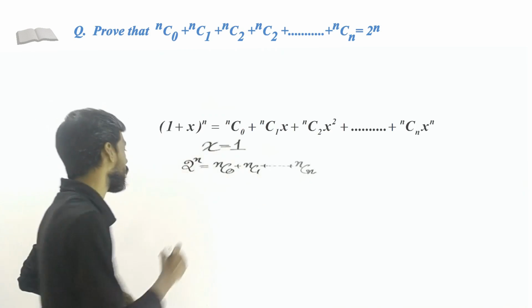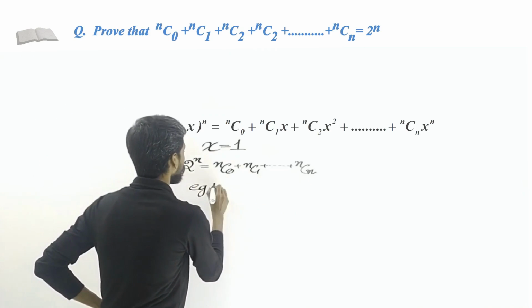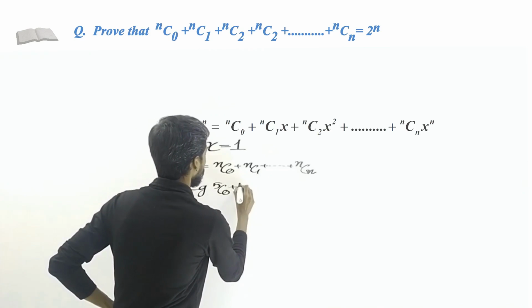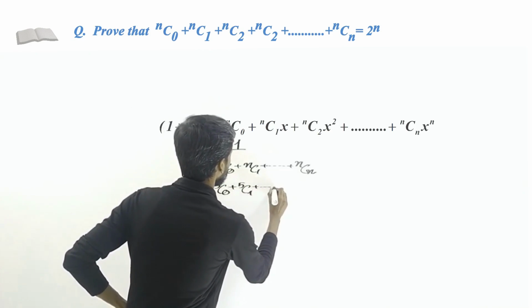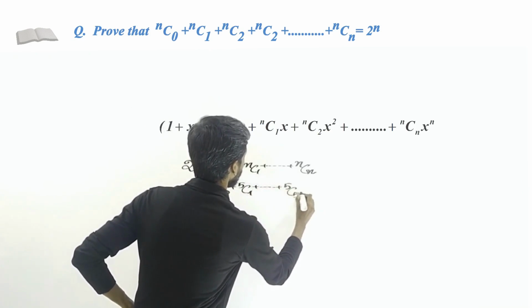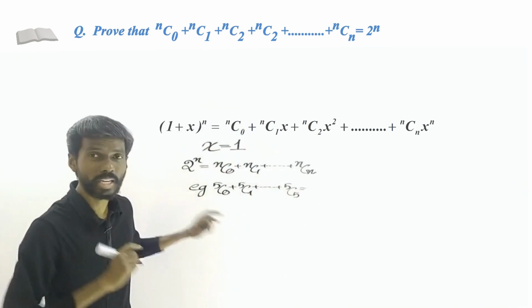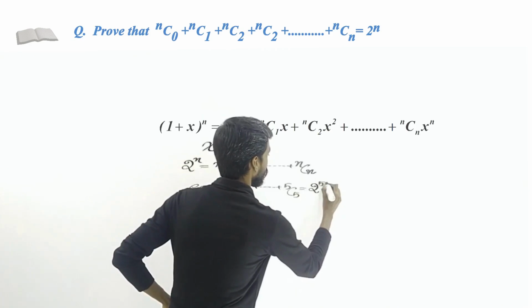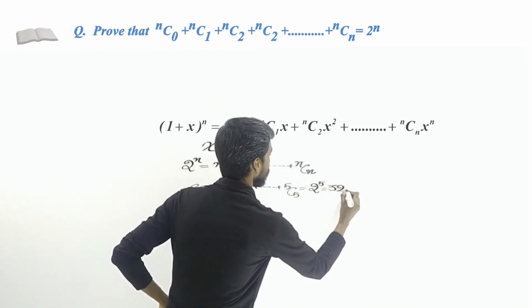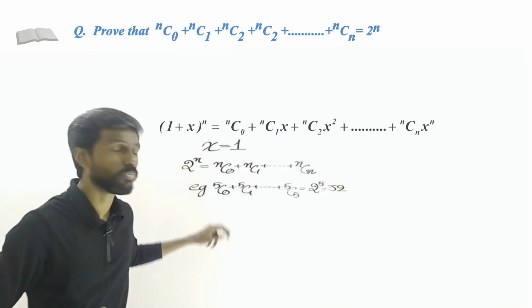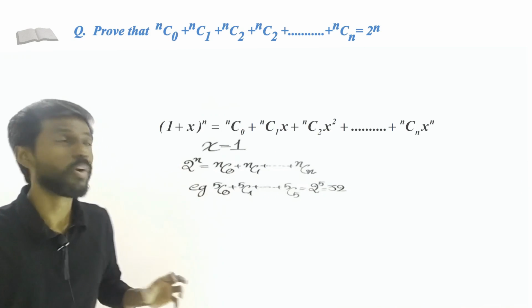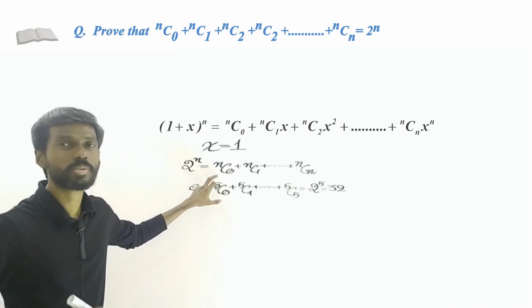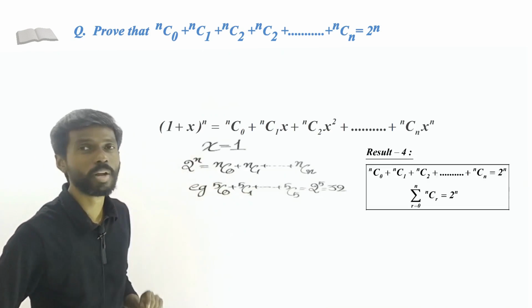For example, if you want to find the value of 5C0 plus 5C1 plus etc. up to 5C5, we should be able to write the value directly, since it is of the same form. The answer here is 2 to the power 5, or 32. So this is one result. You have to remember that the sum of all binomial coefficients equals 2 to the power n. That is one formula you have to know.